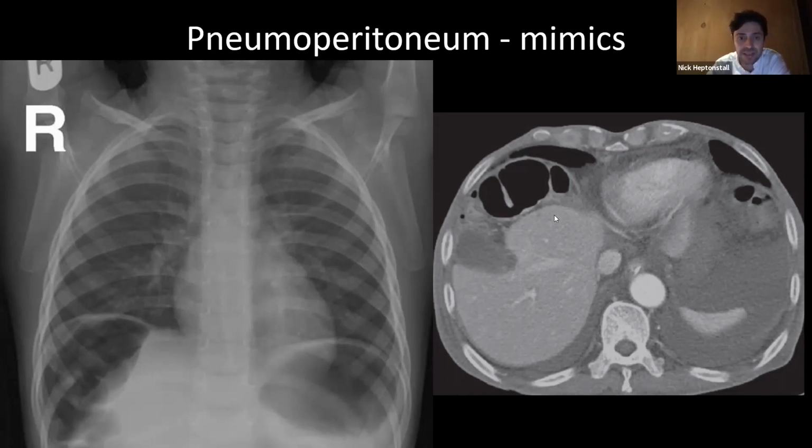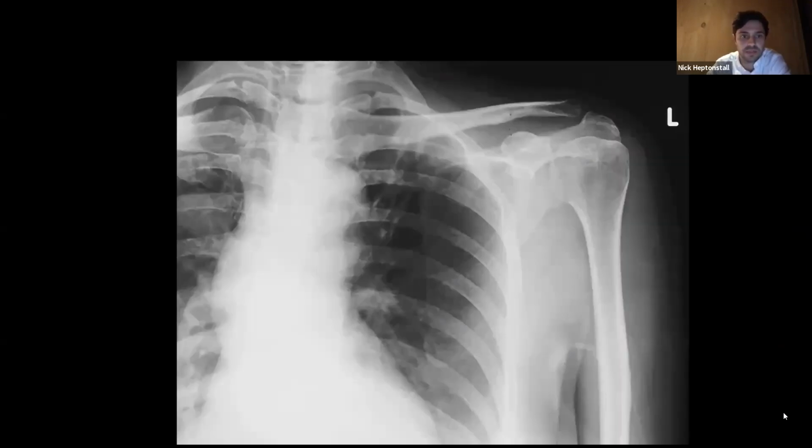The CT image on the right side essentially just shows you what this is. It's where the colon, specifically the hepatic flexure, is between the diaphragm and the liver. So this is just simply gas within the colon. So next radiograph.